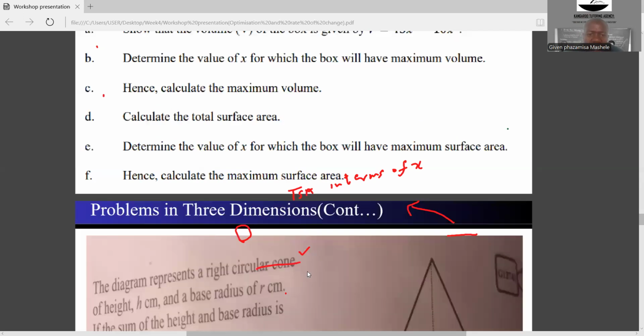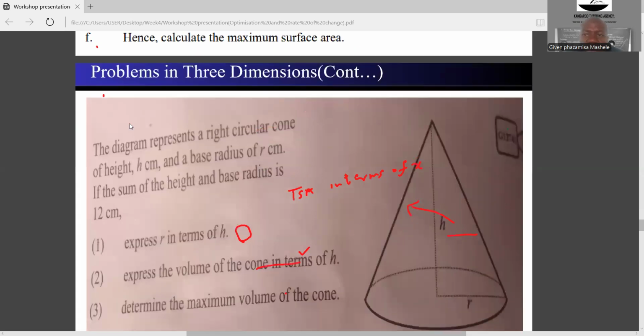And then now, the other part is the issue of the right circular cone. However, I'm not going to go through this. I will just guide you so that you go and do the questions, and you see the solution in part 2. So in this one, it says the diagram represents a right circular cone of height h and a base of radius r. So we're given the base is r and the height is h. But they say if the sum of the height and the radius of the base is 12, express r in terms of h. I think you can do that.